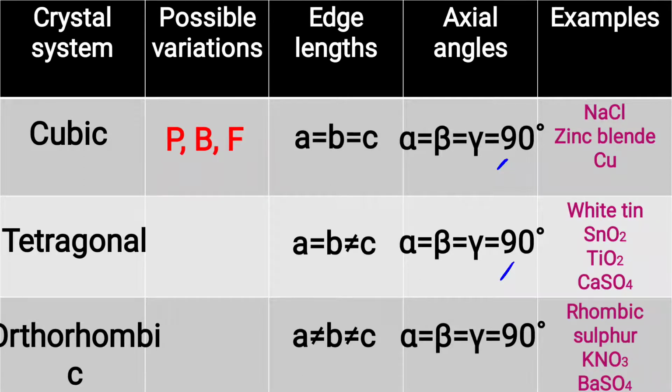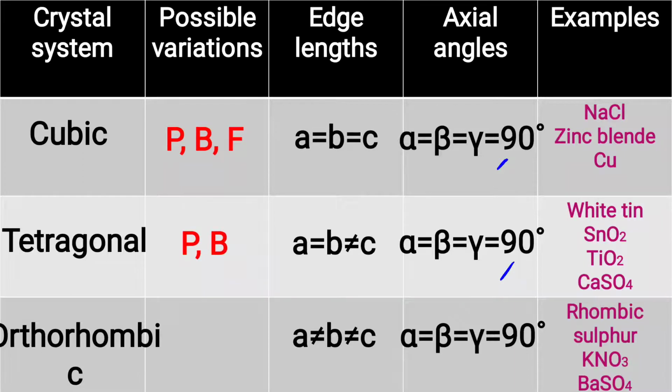But we do not have the end-centered unit cell. Correct? We have only these 3 variations that are possible. And examples you can see there, sodium chloride, zinc blende, copper. These are a few examples belonging to cubic crystal system. Now let's move to tetragonal.